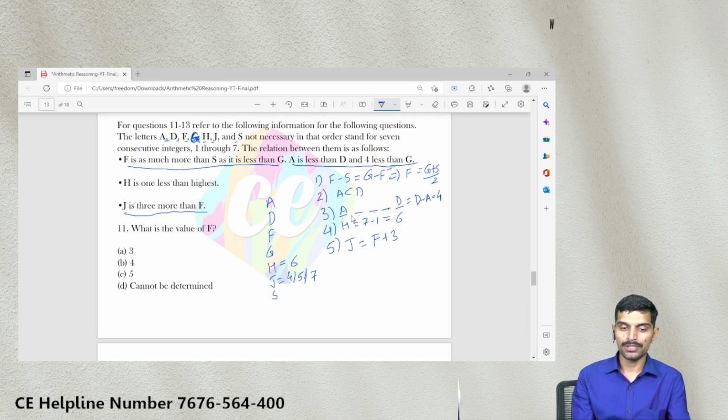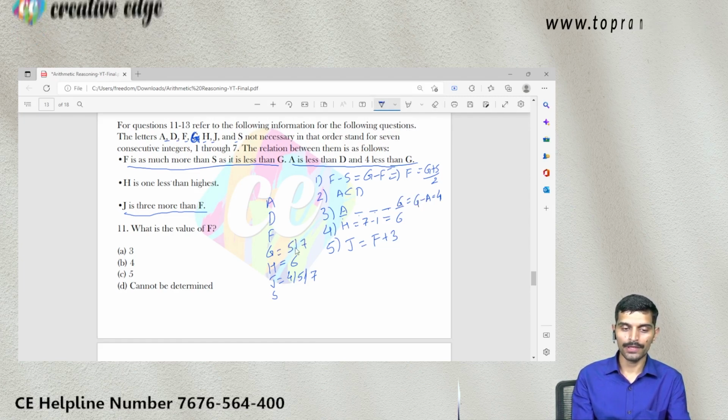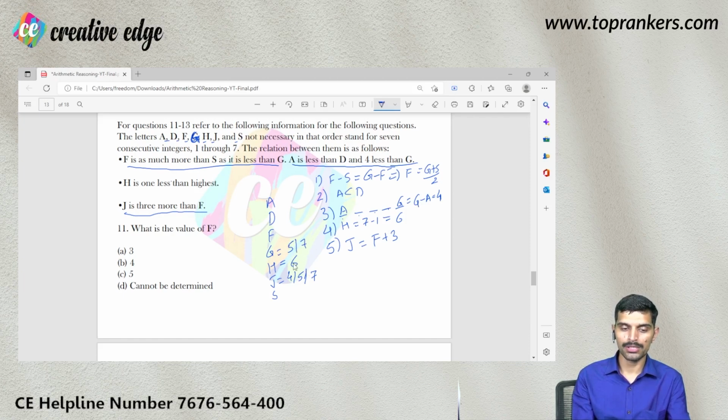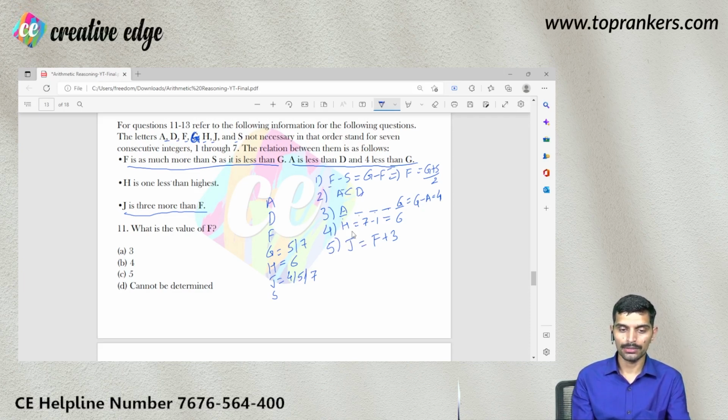The minimum value for G has to be 5. So G can have either of two values, that is 5 or 7, but not 6, as H is 6, right? Then let's try to arrange using this situation. So 1, 2, 3, 4, 5, 6, 7.